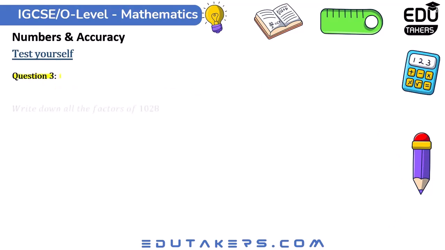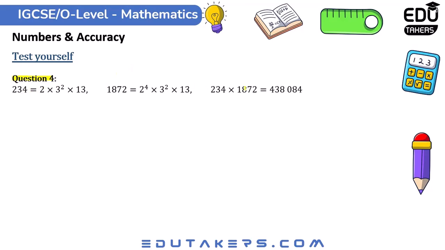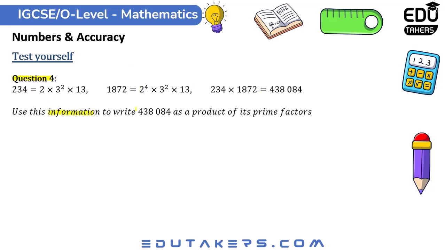Question number 3 is, write down all the factors of 1028. It's a 2-mark question. Question number 4, some information is given. Use this information to write this number as a product of its prime factors. It's a 2-mark question.